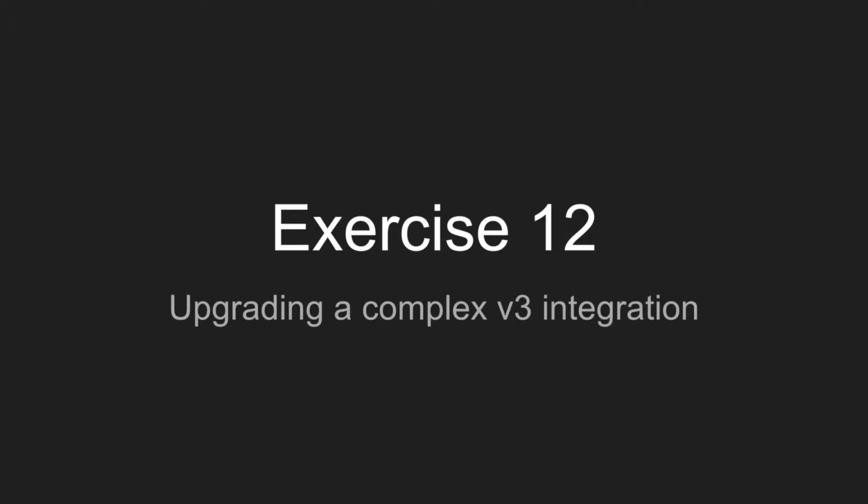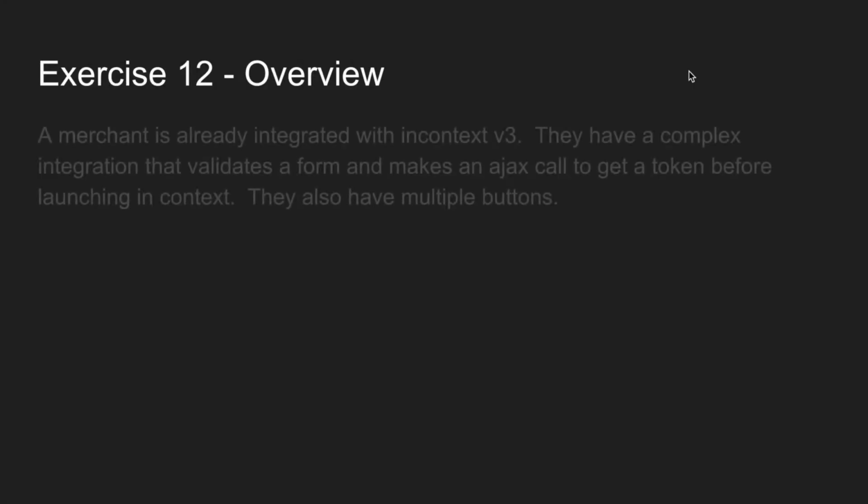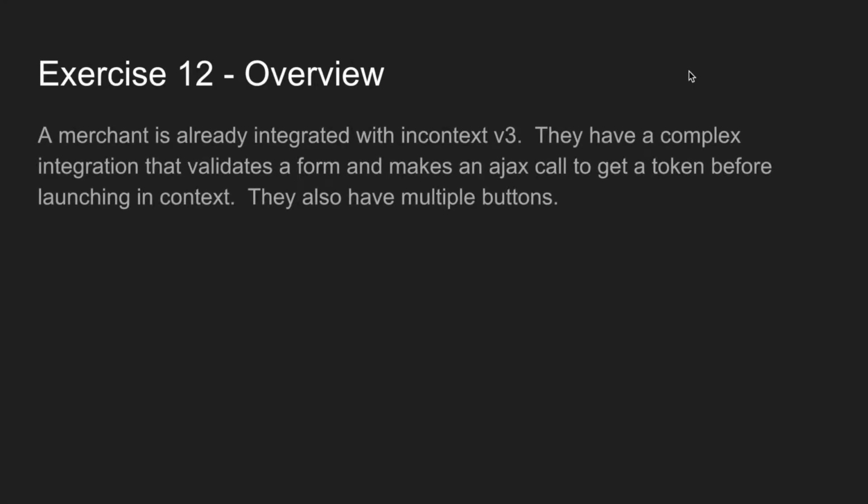All right, in our previous exercise, we went over how to upgrade a more traditional V3 integration. This exercise is going to upgrade a more complex V3 integration. So a merchant is already integrated with Checkout.js V3. They have a complex integration that validates a form and makes an AJAX call to get a token before launching in context. They also have multiple buttons.